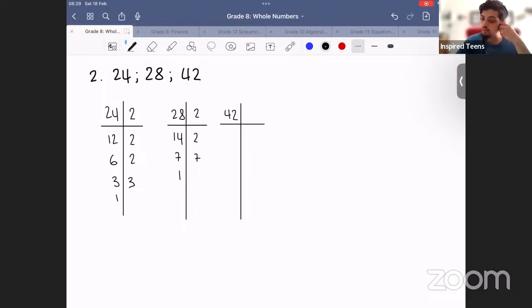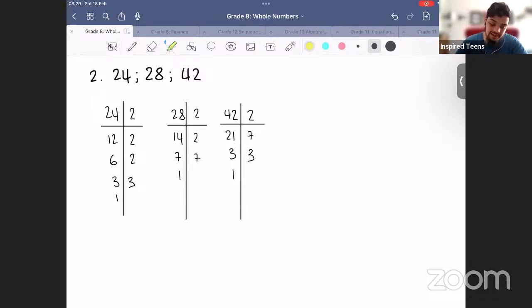So what, 42? 2 and 21, 7 and 3, 3 and 1. Okay, that should be it. Let's do highest common factor. Highest common factor says we need to identify. So we've done step 1, which is to write out the prime factorization of each number. Step 2 is to identify the common factors. And then step 3 is obviously to multiply the common factors only on one side.